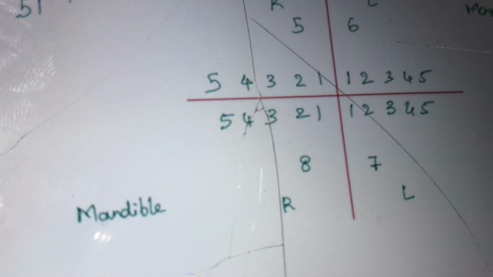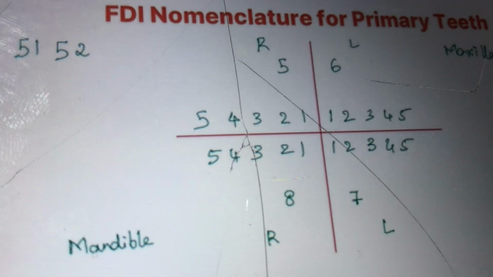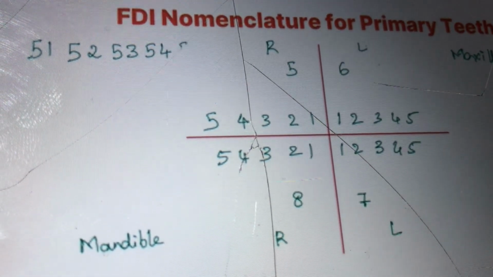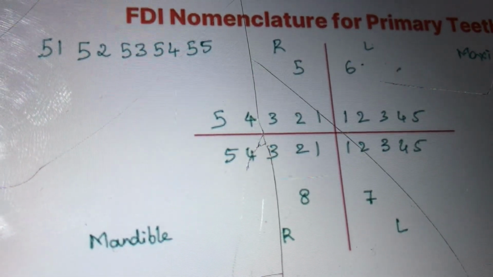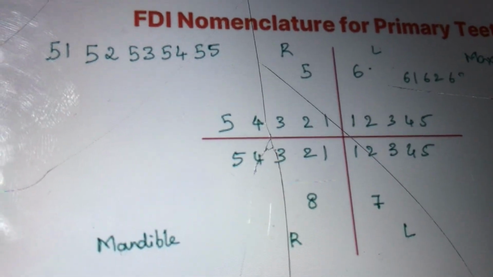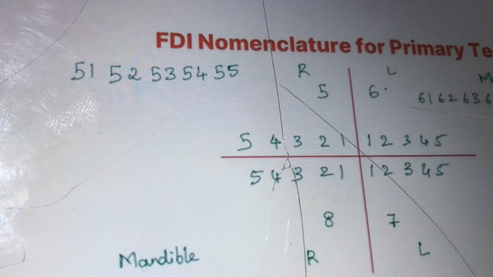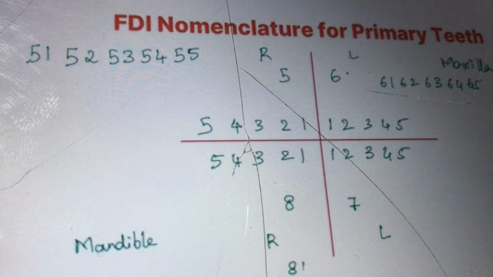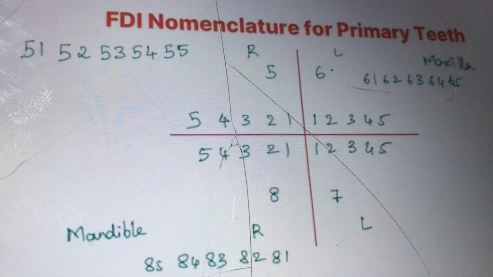If you denote the right maxillary arch teeth, it is 5, 1, 5, 2, 5, 3, 5, 4 and 5, 5. Similarly here, it will be 6, 1, 6, 2, 6, 3, 6, 4 and 6, 5. Similarly, for the lower right mandibular, it will be 8, 1, 8, 2, 8, 3, 8, 4 and 8, 5.